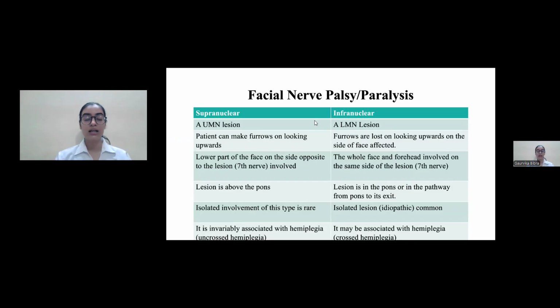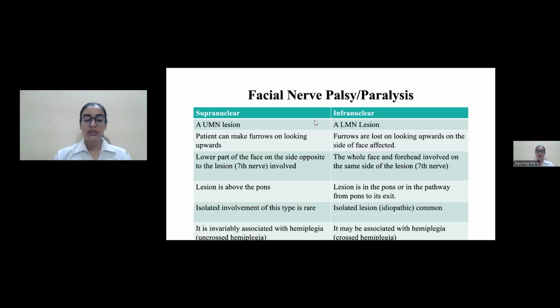Now, this is important as you could be asked a question in the theory or in the viva. So, you should know the difference between these. Basically, in the supranuclear lesion, the patient can make furrows on looking upwards, whereas in the infranuclear lesion, the furrows are lost on looking upwards on the side of the face affected. And in the supranuclear lesion, the lesion is above the pons level, whereas in the infranuclear, it is in the pons or in the pathway from the pons to its exit.